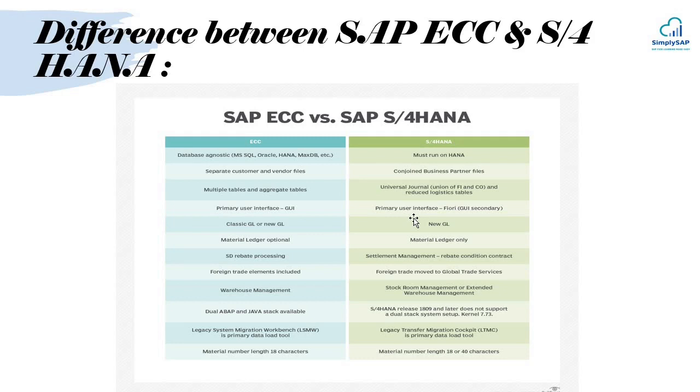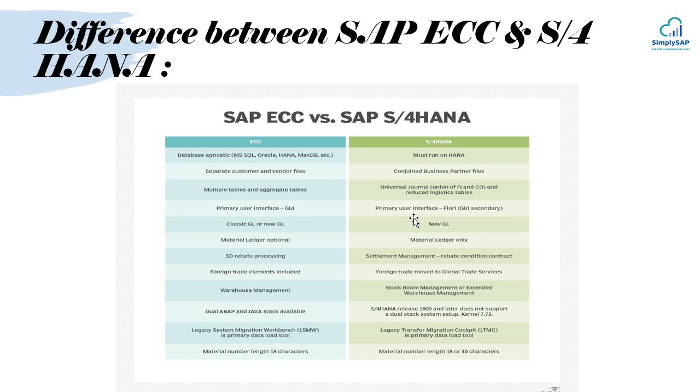SAP S4HANA combines common data structure elements into a business partner record. The next one is the merger of controlling and finance. In SAP ECC, FI GL accounts are mapped to CO primary cost elements, whereas in SAP S4HANA, the structure of the universal journal is used to store both the GL account and the cost element.